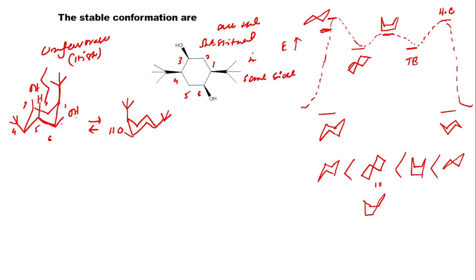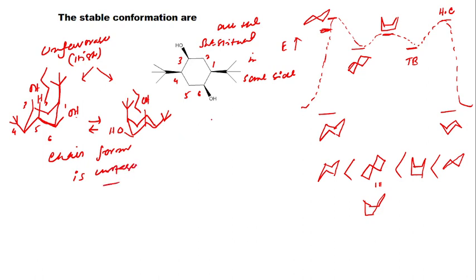This one will be axial here. Let's see, again it is axial. So again it is the same thing here. We notice it is the same thing. So here you find that this chair form is unstable.